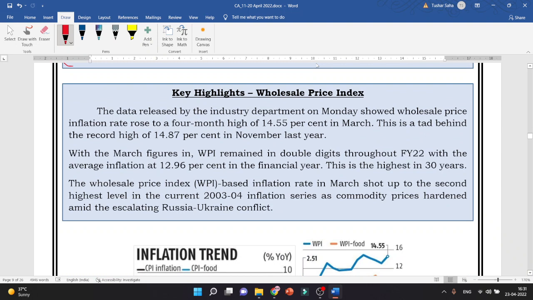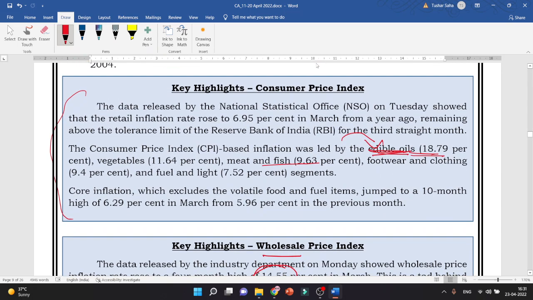Okay, so as you see in March, the wholesale price index is in double digits, that is 14.55, right? So let us understand one thing. What is the wholesale price index and consumer price index? Consumer price index is the price on the consumer side. Meaning, if you go to the market and buy something, right? Let's say Parle-G, which cost you 5 rupees. Suddenly that started to cost 6 rupees. Okay, so this increase of 1 rupee we can define as the inflation from the consumer perspective, meaning consumer price index will go up.